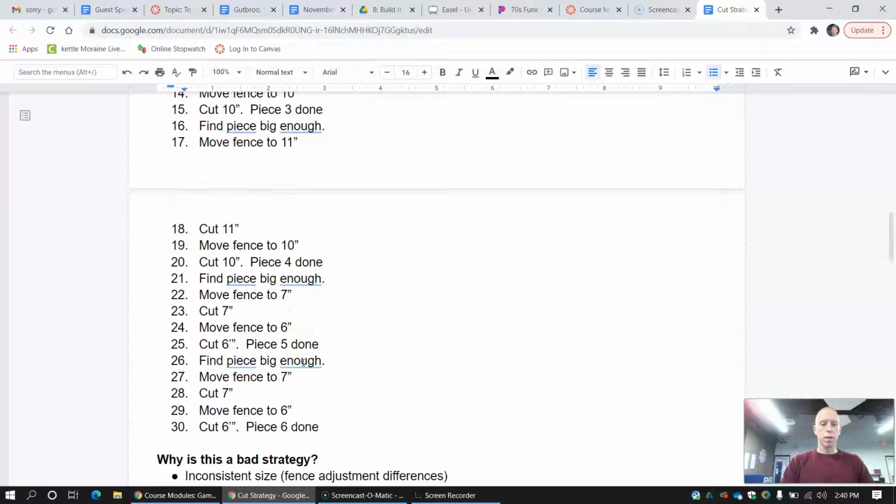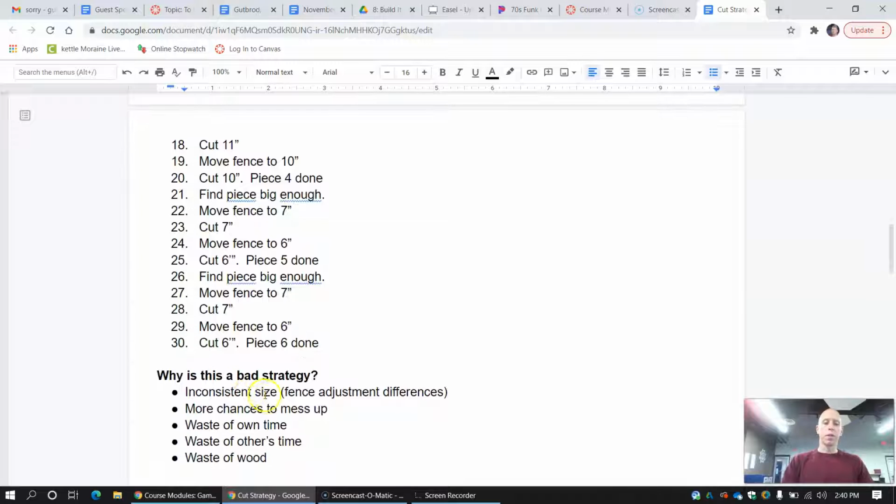But anyway, so let's think about, well, why is that a bad strategy? A couple different reasons. They could have an inconsistent size because they moved the fence so many times, even though they had the 10 inches four times. They could be slightly off a couple of those times, and they might have inconsistent size. The more steps you're doing, the more chances you have to mess up. So maybe if you're supposed to be setting this to 10 and a half, maybe you accidentally set it to 10 and a quarter. The more times you're doing stuff, the more chances you have to mess up.